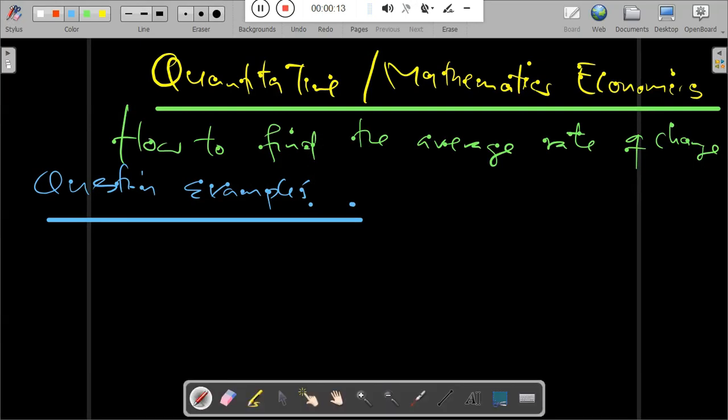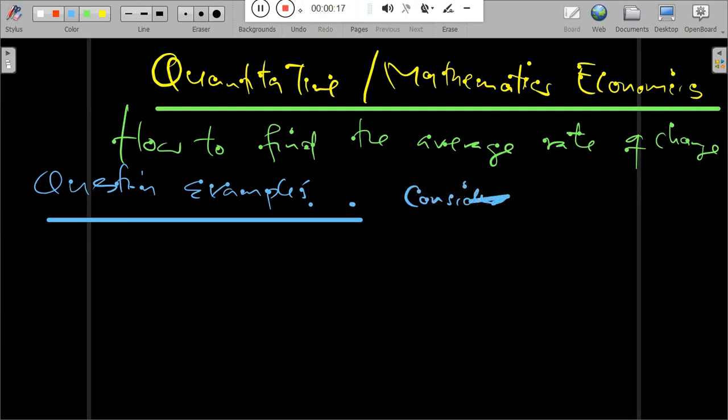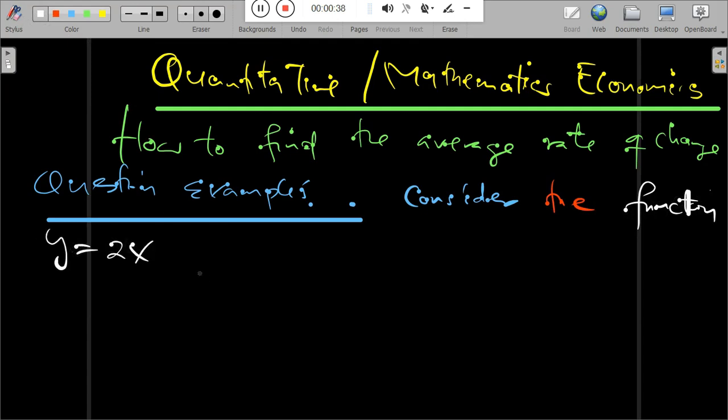So today we are going to talk about how we can calculate the average rate of change. I ask you to follow along attentively so that you can understand the concept. So how do we find the average rate of change?